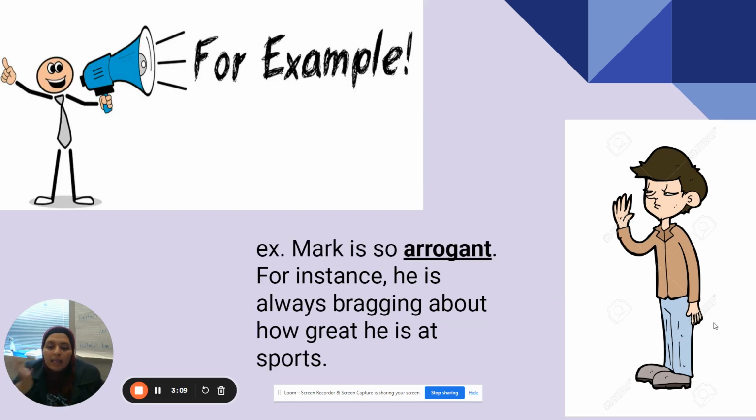All right, an example is another way we can use context clues. So let's look at this sentence. Mark is so arrogant. For instance, he is always bragging about how great he is at sports. This sentence gave you an example of how he's arrogant. And from looking at the word brag, you can infer, you can tell that, oh, they gave you an example of what arrogance looks like in this person. So that is how we use examples to understand new vocabulary.